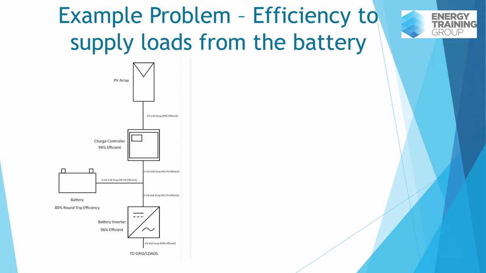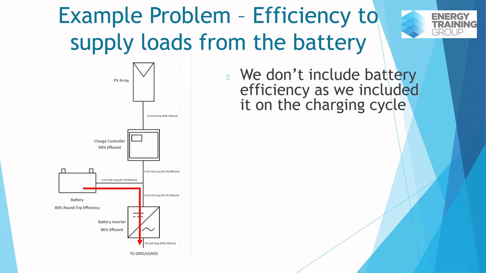Now the last one we're going to look at is to supply the loads from the battery. Now, first of all, same as last time, let's look at our circuit path. But this probably trips up a lot of people. We don't include the battery efficiency as we included it on the charging cycle. Battery efficiency is usually a round trip efficiency, so it's a total efficiency of energy in and energy out. Because it's the total efficiency of the battery, you only include it once. If you included it on the way in and on the way out, you would be shortchanging yourself on the energy you'd get out of the battery.